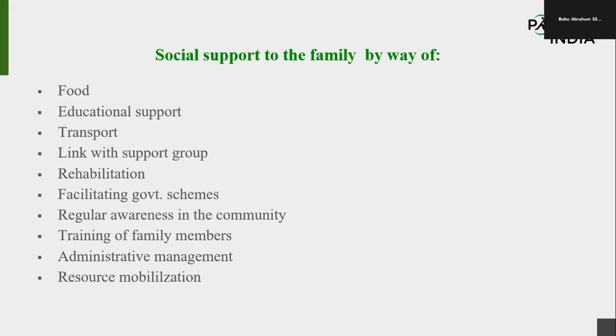And also they will be conducting regular awareness in the community. Whenever and wherever they get some chance to speak about palliative care, they will definitely utilize that opportunity. When they travel, they will keep some pamphlets or brochures to give awareness to other people. Regular awareness programs are one of the main activities of the community volunteers.